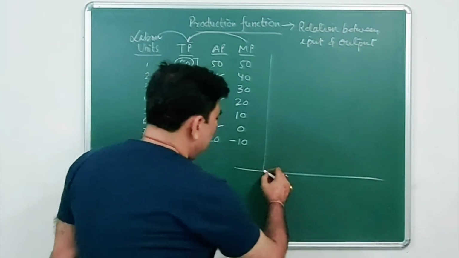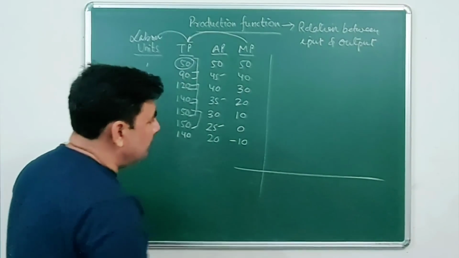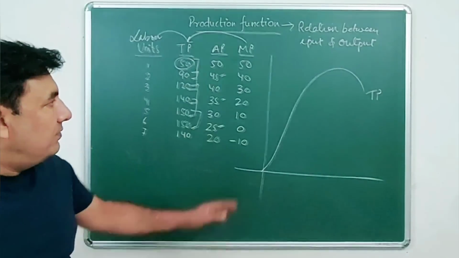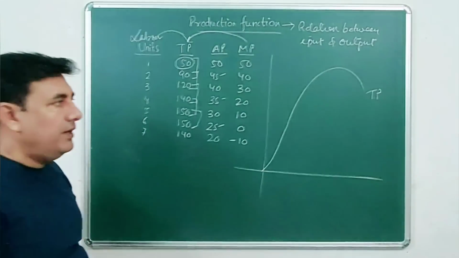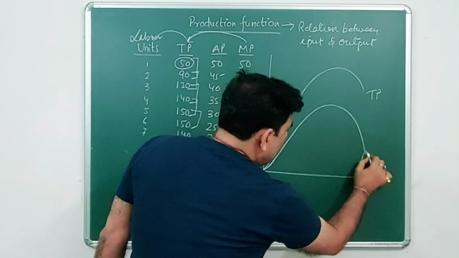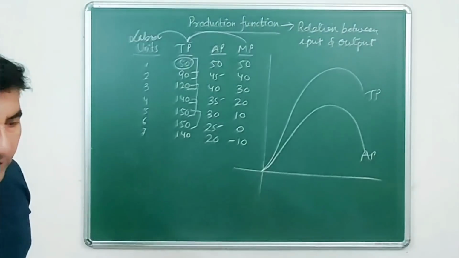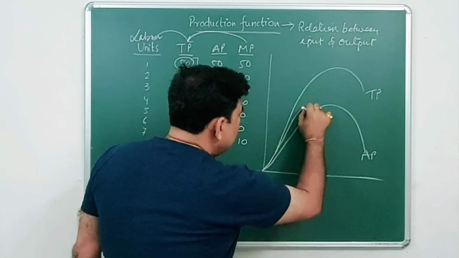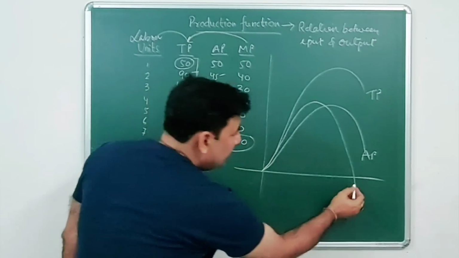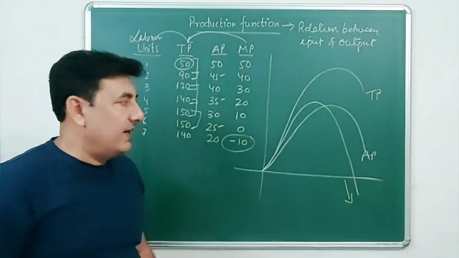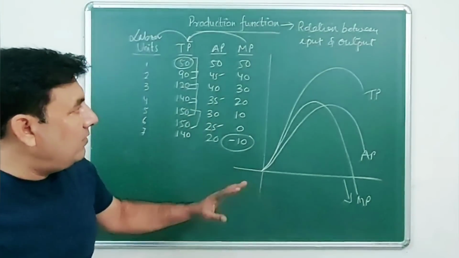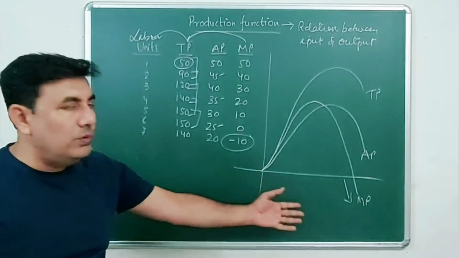So you can draw this schedule, and also we can explain this with the help of a graph. Now when you plot all these figures on a graph paper, you will see that your total product curve will be something like this. Okay, and this will be AP, average product, and let's see the marginal product. Marginal product will be like this, and do remember that when it is negative, it will come down from the x-axis and become negative. This is marginal product. So this is how the relationship can be established by using a schedule and a graph.